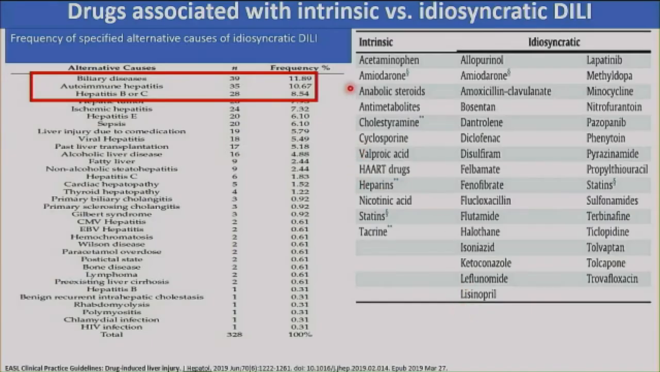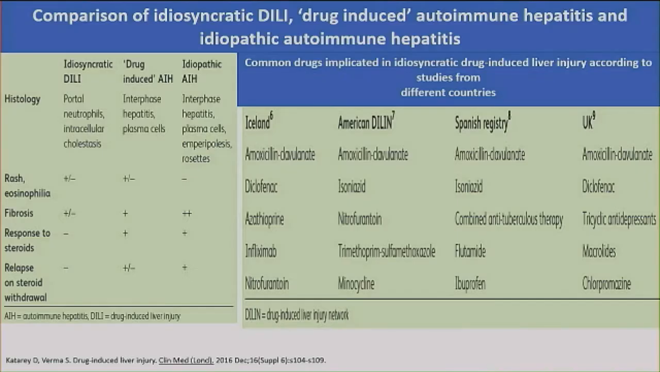This is the comparison between the intrinsic and idiosyncratic DILI. We can see here there are some drugs that already have the recommended dose. There are the cutoff of the dose that can make the DILI event. This is the presentation of DILI in autoimmune hepatitis. We can see it can have many varieties of manifestation, from the rash, fibrosis, and then respond to steroids or no.